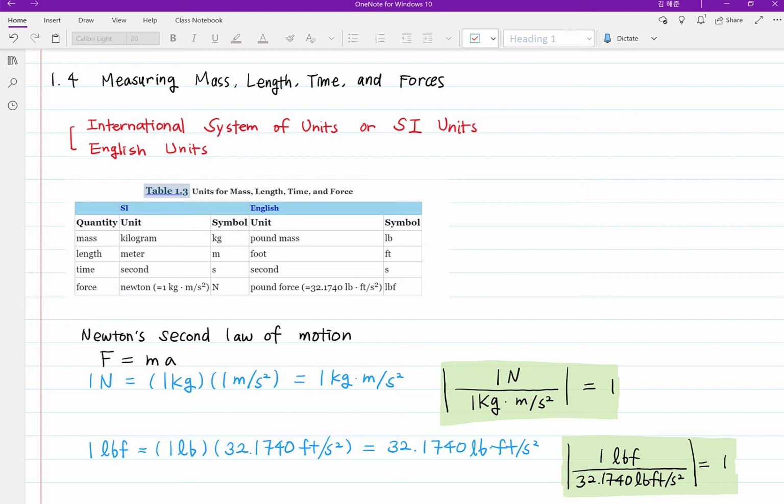The English system is used in the US, and it is confusing and difficult to learn. But it is still widely used in the US. So in this class, we will use both English units and SI units. The English unit of mass is the pound mass. So sometimes we write lbm, where m stands for mass.